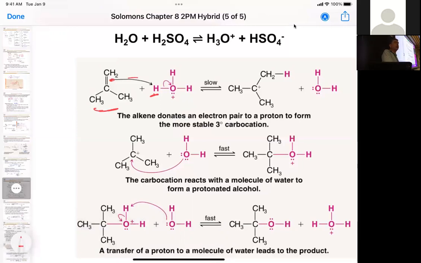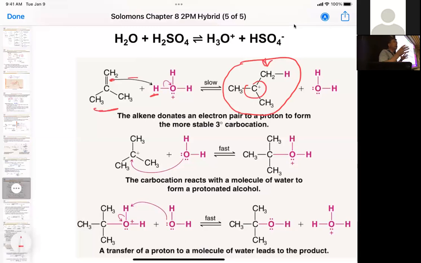Why the hydronium ion? It has a positive charge. It's the most positively charged thing in the solution. Therefore, it's the thing that's going to react with it first. So when it reacts with it first, the hydrogen is going to go to the more substituted side and generate our carbocation. So now we have a carbocation.